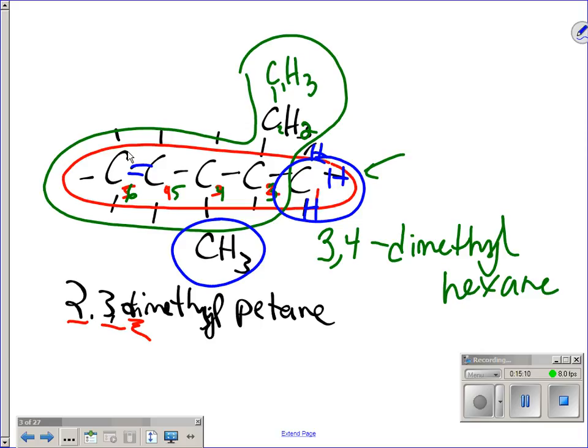Okay, so first of all, that would be 1 hexene, right? So that's the bond on the first carbon, and that would be 1, 2, 3, actually it would be the same thing, 3, 4, right? 1, 2, 3, 4, dimethyl 1 hexene.